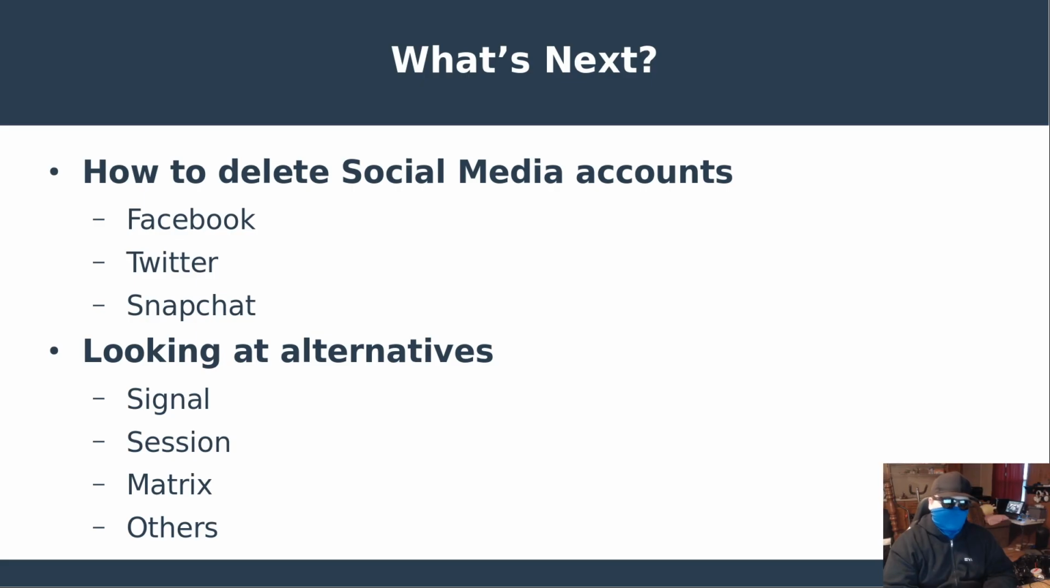So the first 3 videos are going to be how to delete a social media account on Facebook, Twitter, and Snapchat. And I may do a few others by popular request, but I'm going to leave it at that for now. And then we're going to look at some alternatives. So we're going to look at Signal, which is a security by default messaging service. Session, which is built on Signal, but it attempts to remove metadata from conversations. Matrix, which has a different kind of encryption algorithm and is browser only, I think, or it's at least PC only. And we're going to look at a few others.